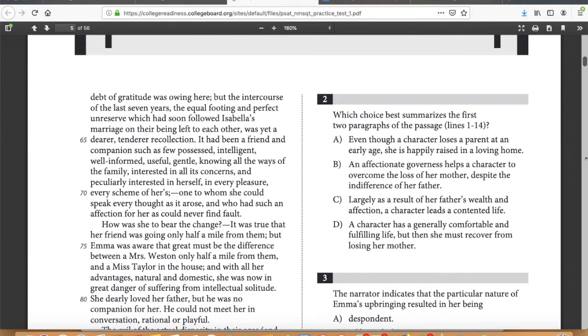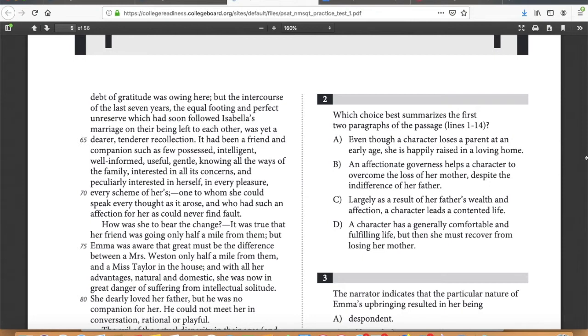Okay. But the intercourse of the last 7 years, the equal footing and perfect unreserve which had soon followed Isabella's marriage on their being left to each other was yet a dear, tender recollection. Okay, a couple things here. Let's start with the vocab. First, we've got to recognize that the word intercourse here has a very different meaning than the more common usage today. I'm not going to get into what it means today, but in this context it just means interaction. Okay?